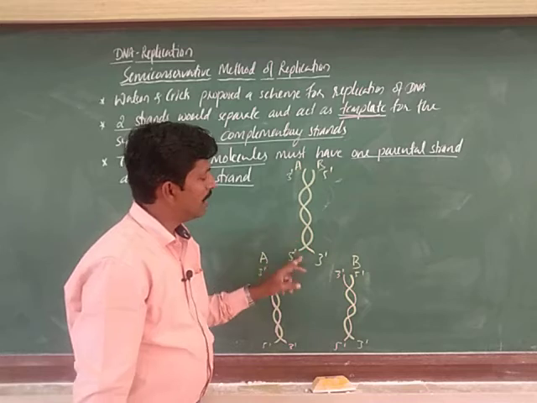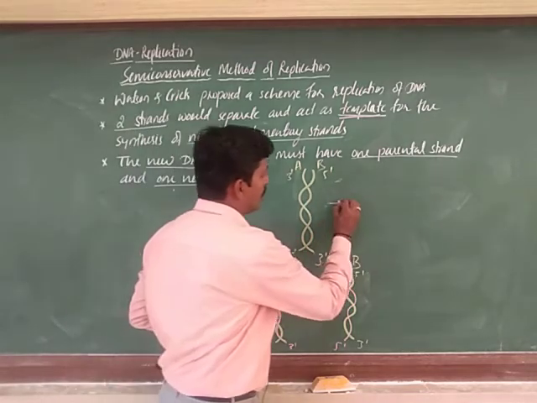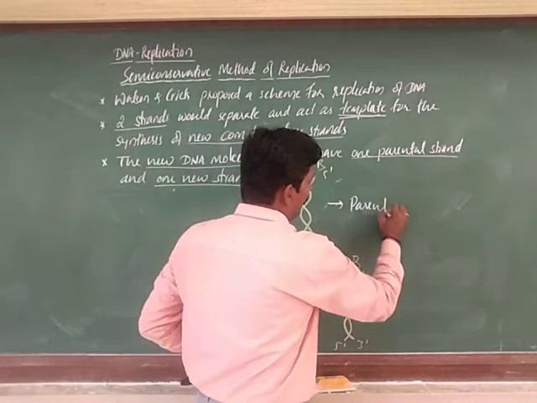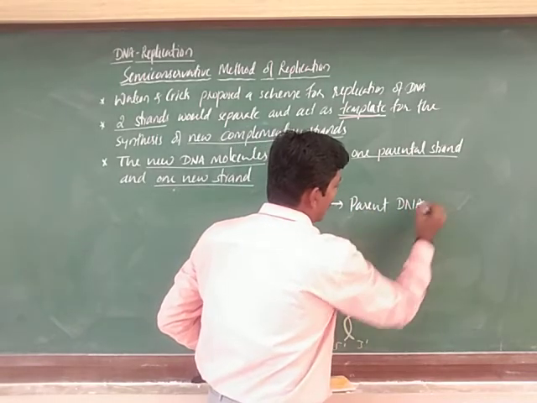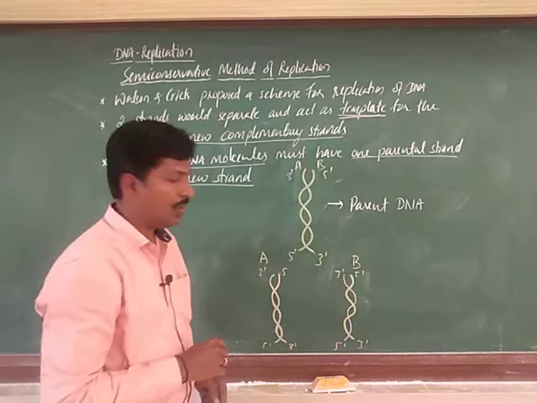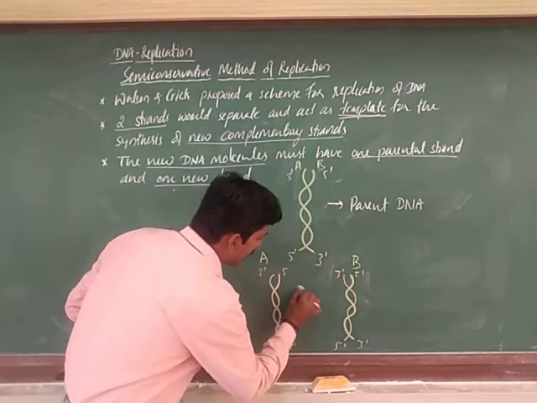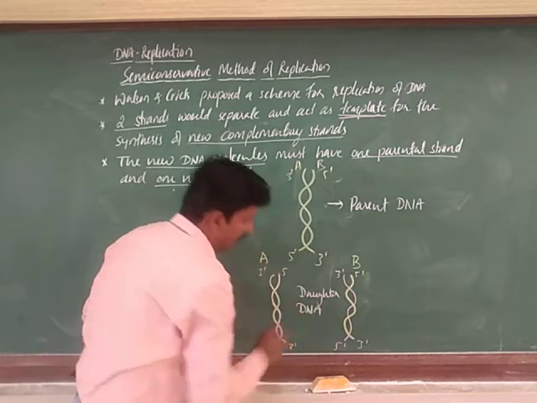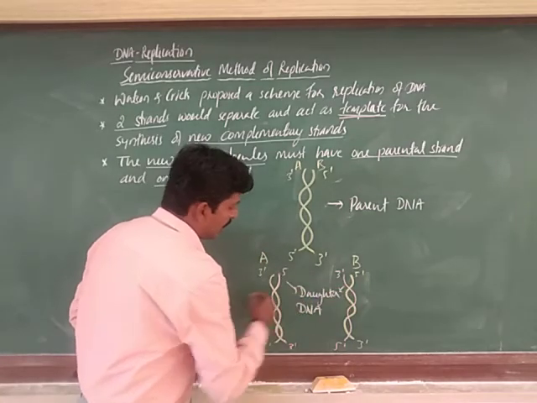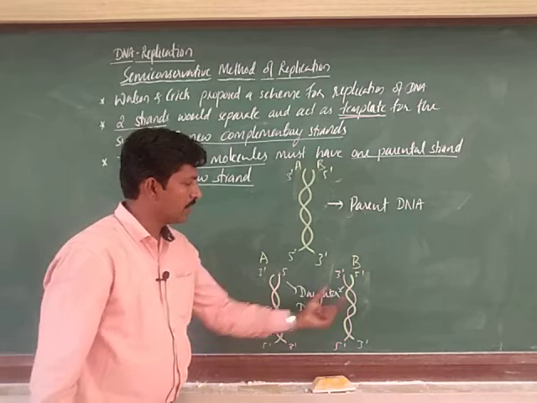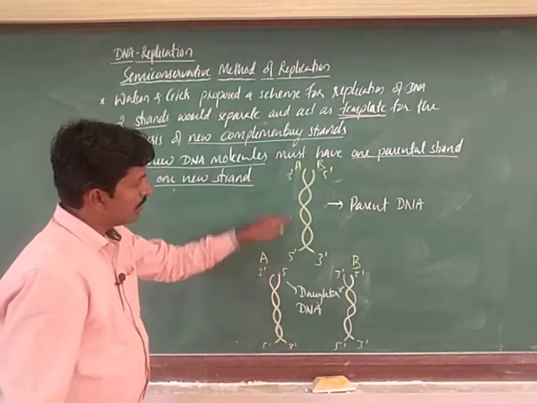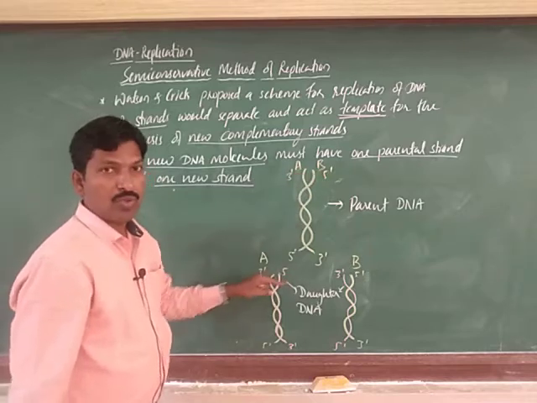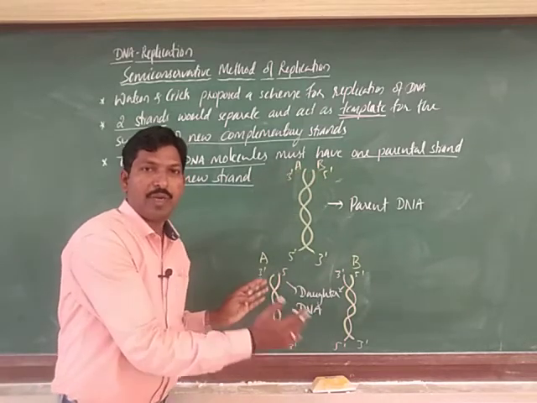This is the parental DNA molecule, I will call it the parent DNA, which is double stranded. These are called daughter DNA molecules, both are referred to as daughter DNA molecules, this one and this one. Here the A strand, what we called the third end to fifth end, is the A strand. Here the other one is the B strand. Both are separated due to some mechanism.